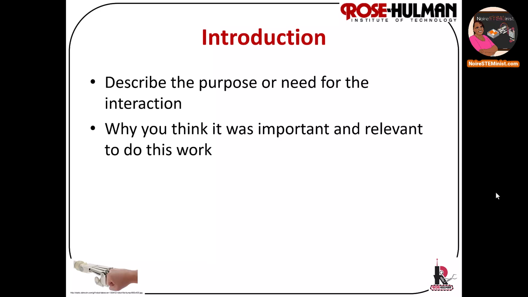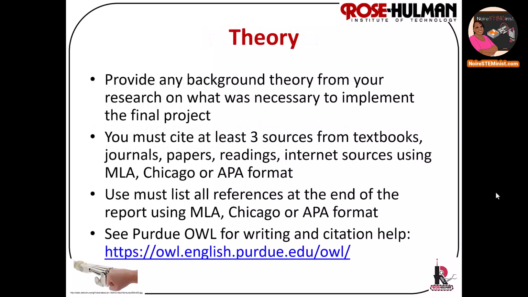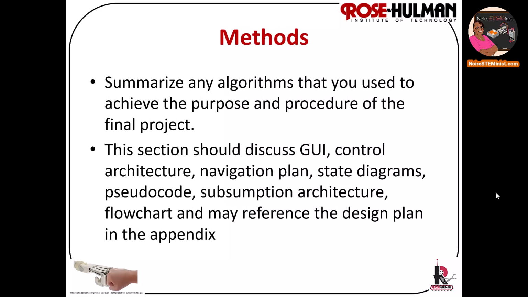The introduction describes the purpose or need for the interaction, why you think it was important and relevant to do this work. The theory provides a background from your research on what was necessary to implement the final project. You must cite at least 3 sources from textbooks, journals, papers, readings, internet resources, and then using a format such as MLA, Chicago, or APA. All these references and citations must be in this format, and you can go to the Purdue Online Writing Lab in order to get examples of MLA, Chicago, and APA format reference citations and inline citing.